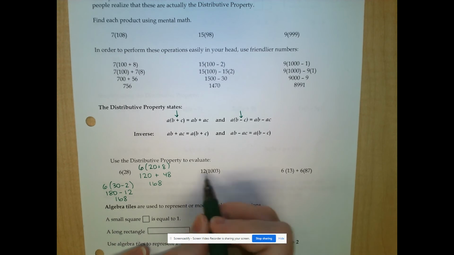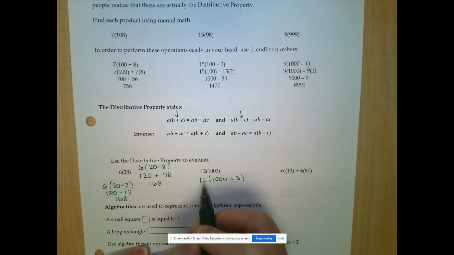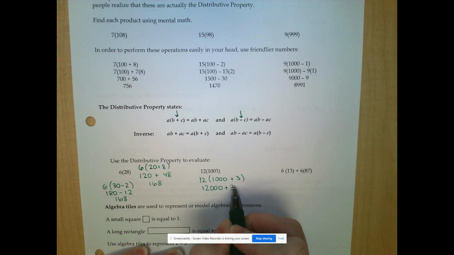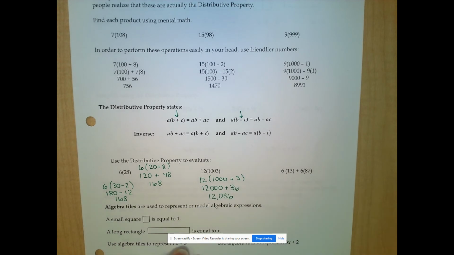Now this one, most people are going to see it as 1,000 plus 3. 12 times 1,000, or 12,000, plus 12 times 3, which is 36, and you get 12,036. That's pretty easy to do in your head by pulling it apart into 1,003.